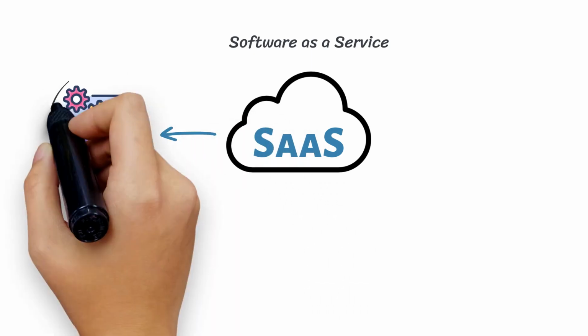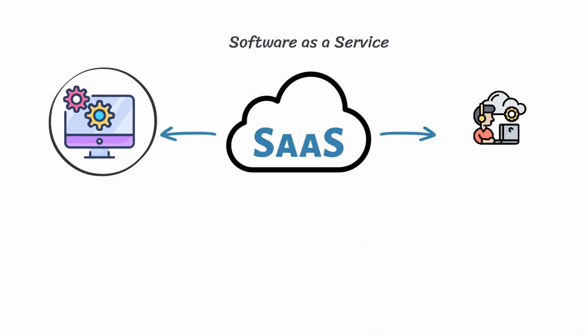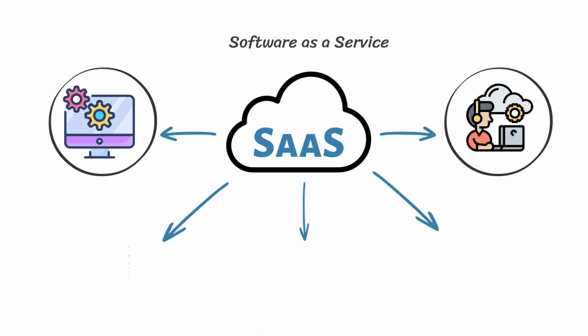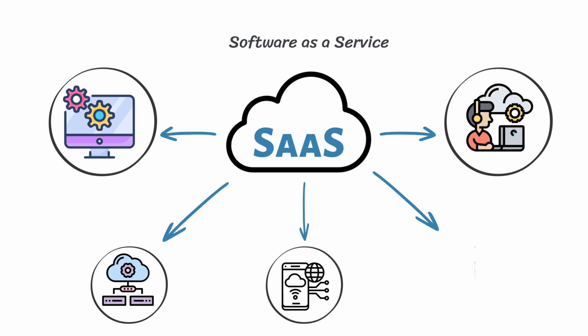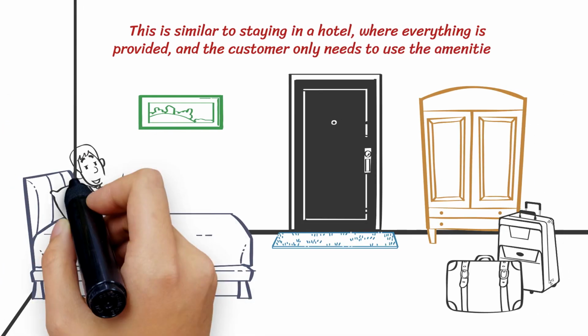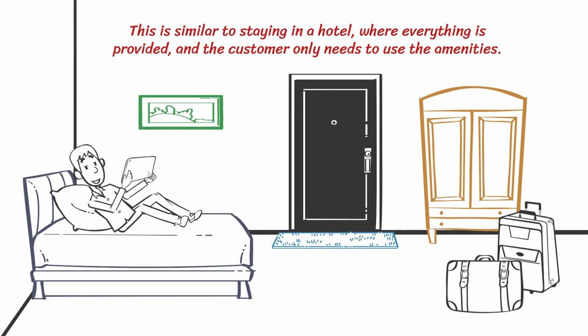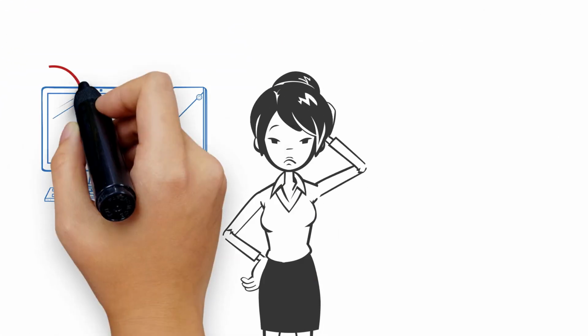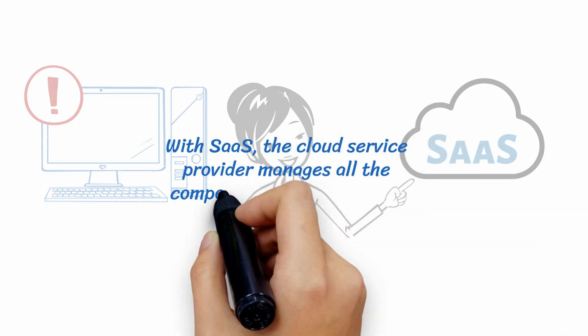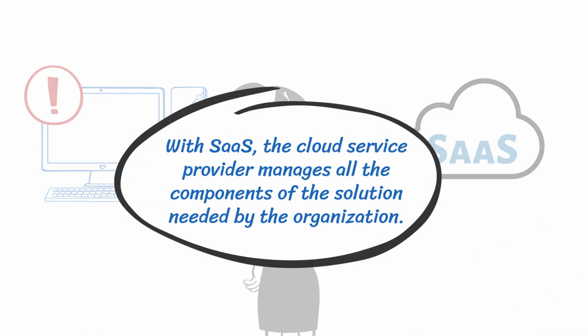Finally, SaaS, which refers to software as a service. The cloud provider offers complete software applications that customers can access and use through the cloud. The provider manages the underlying infrastructure, the application, and the data, and the customer only needs to use the software. This is similar to staying in a hotel, where everything is provided and the customer only needs to use the amenities. If you don't want to deal with the problems of owning any equipment, then the SaaS model is the one for you. With SaaS, the cloud service provider manages all the components of the solution needed by the organization.